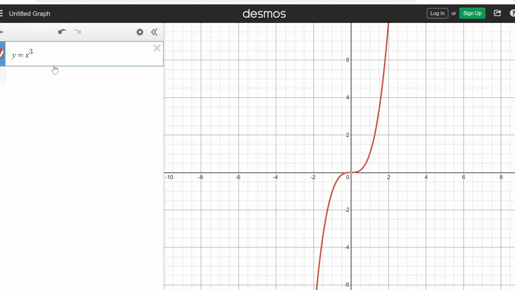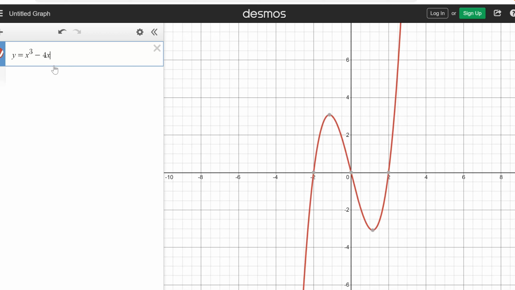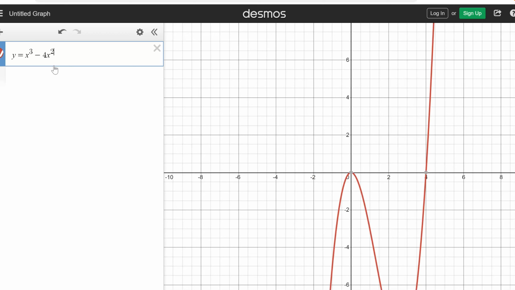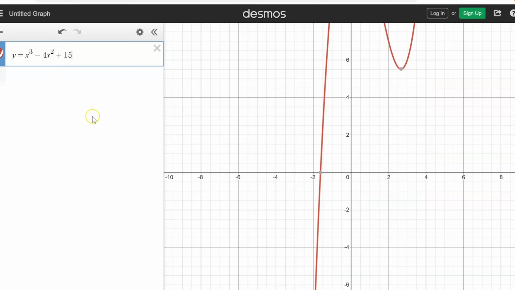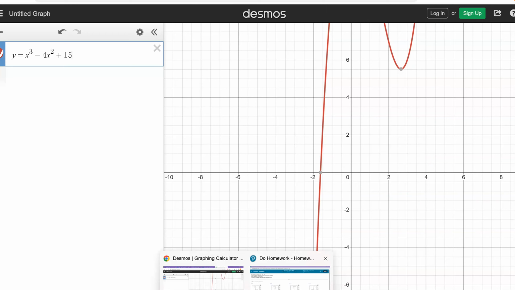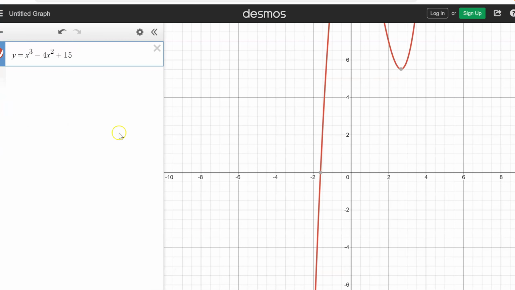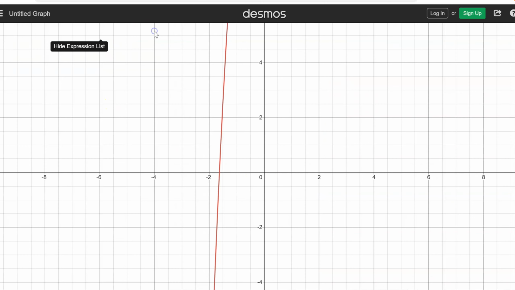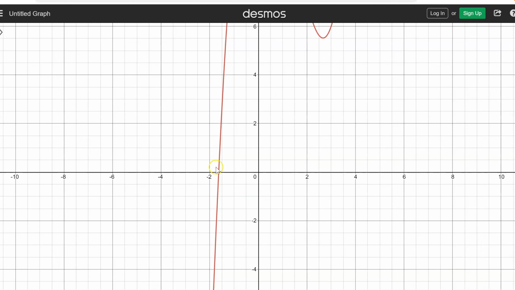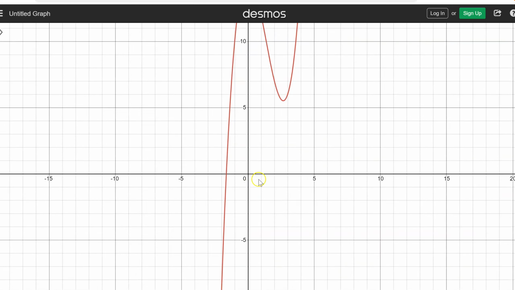X cubed minus 4x squared plus 15. Let me just double check that I typed that right. X cubed minus 4x squared plus 15. Perfect. So now I'm gonna zoom out so I can see the graph.